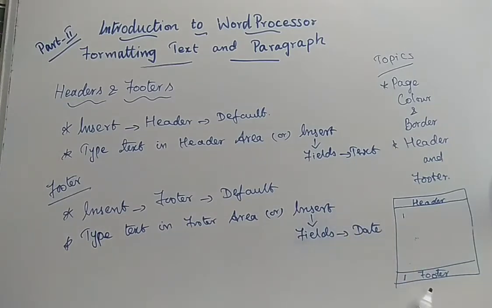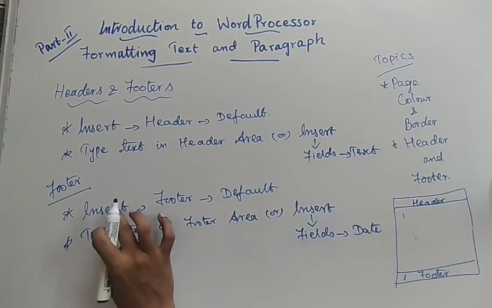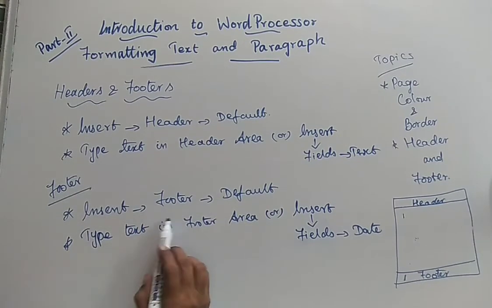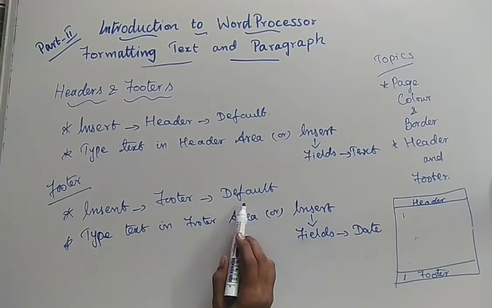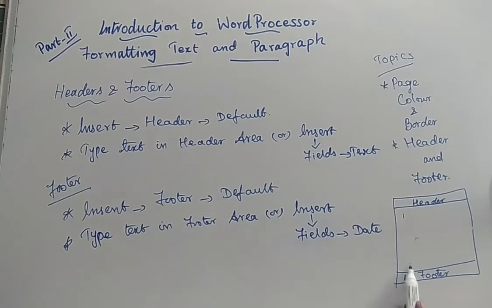So to have the footer, what do you have to do? Yes, you have to follow Insert. Next you have to click Footer, then Default. So automatically the footer part will be separated from the normal text area. In this area you are going to type whatever else you need, whether you type the page number or you have your date.